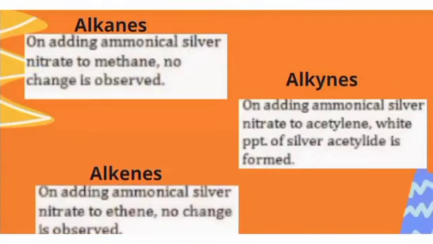Alkane, on adding ammoniacal silver nitrate to methane, no change is observed. Same with alkenes, on adding ammoniacal silver nitrate to ethene, no change is observed. But alkynes, on adding ammoniacal silver nitrate to acetylene, white precipitate of silver acetylide is formed.